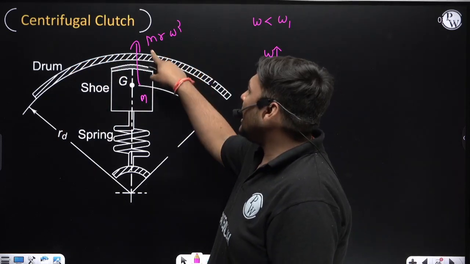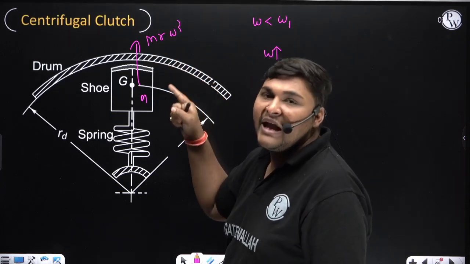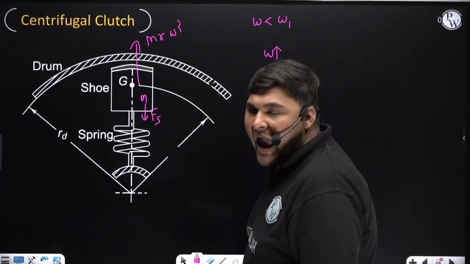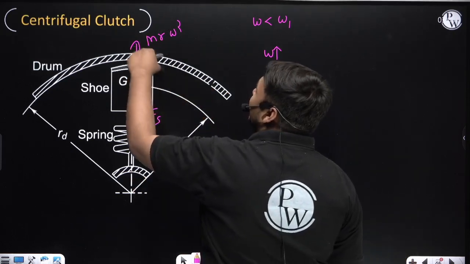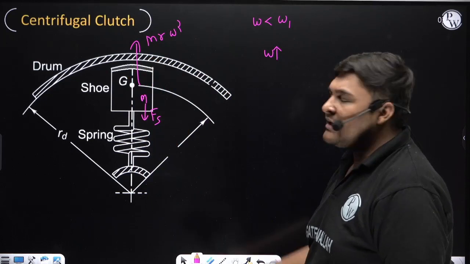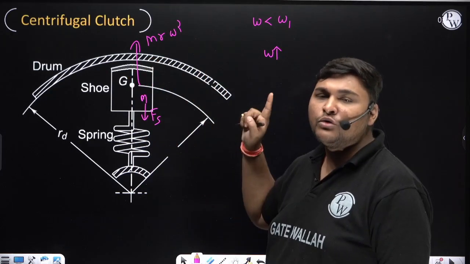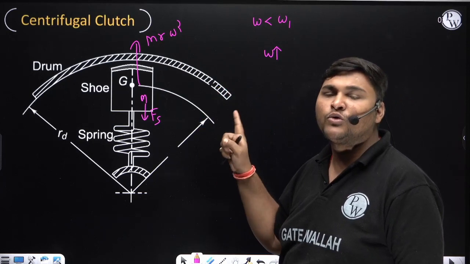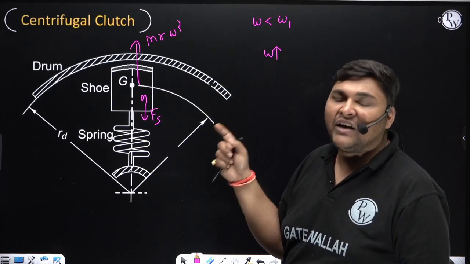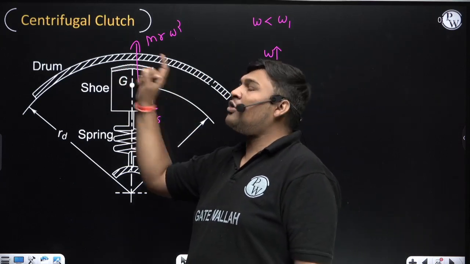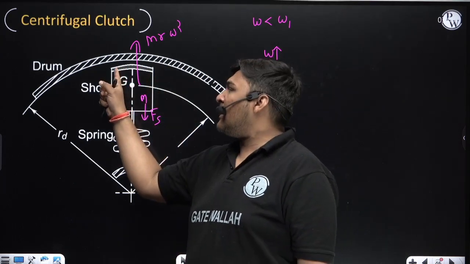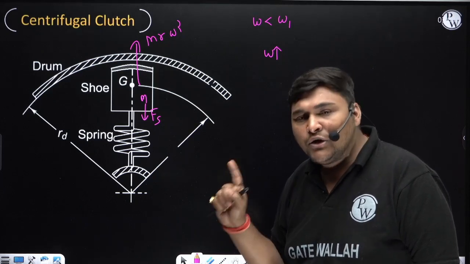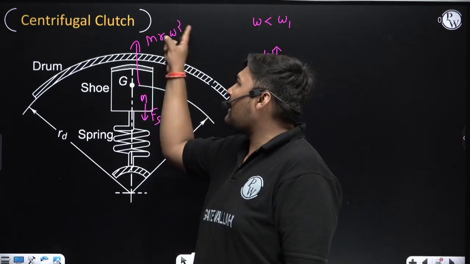Suppose it is elongated up to some point. At that position, the centrifugal force is m r omega square, and due to the elongation of the spring, the spring force will come in this direction. Suppose the spring force is Fs, and this spring force will balance the centrifugal force. The conclusion is that if we increase the speed, centrifugal force will increase, and due to that the spring wants to elongate. Till the instant the friction lining is not touching the drum, the spring will elongate freely, and the spring force will balance the centrifugal force.